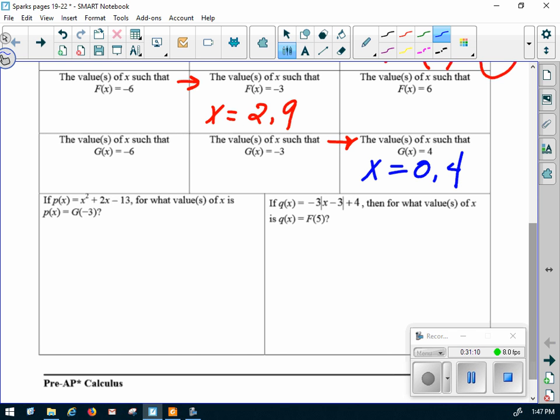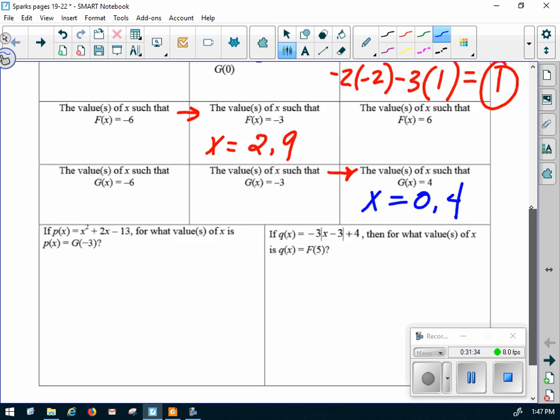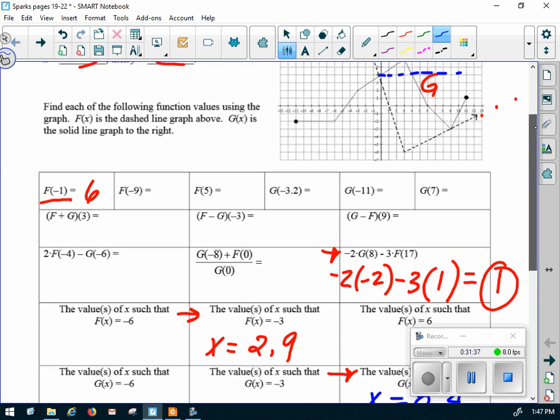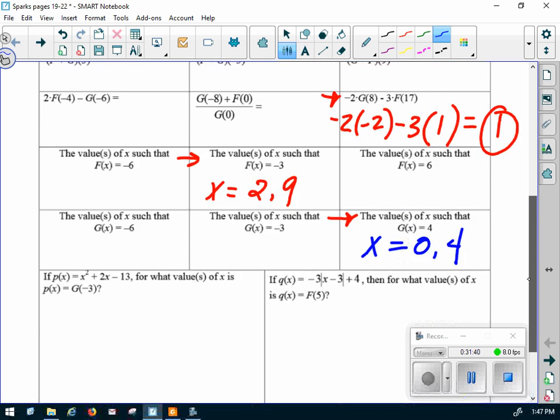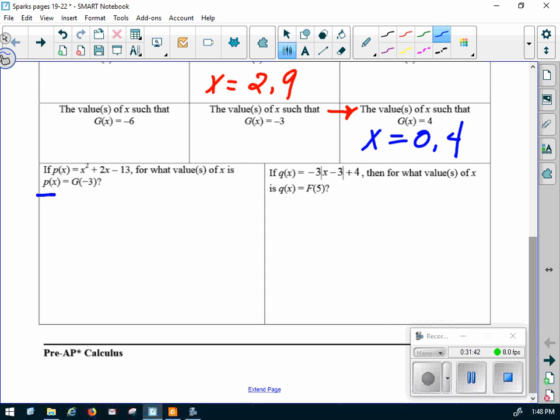All right, let's look at those last two. If p of x is x squared plus 2x minus 13, for what values of x is p of x equal to g of negative 3? What? Yeah. What's g of negative 3? What's g of negative 3? 2? So what do I want to know? I want to know when p of x is equal to 2. The p of x is this.